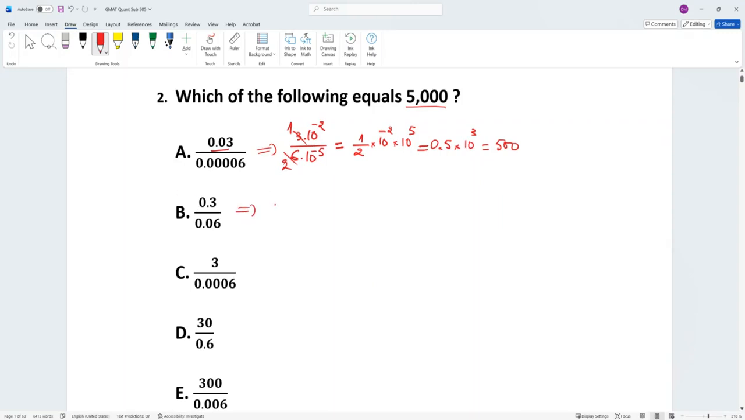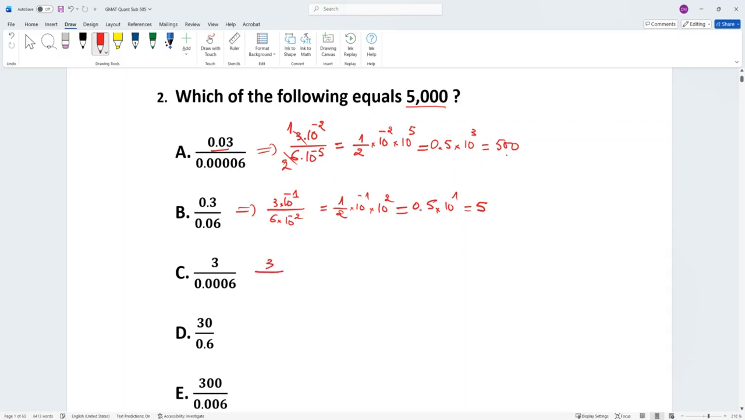Here we are going to do the same thing. So this is going to be 3 times 10 to the power minus 1 and 6 times 10 to the power minus 2, which is going to give us 1 over 2 times 10 to the power minus 1 times 10 to the power 2, which is equal to 0.5 times 10 to the power 1. So this will give us 5. So this one is not equal to 5,000. This is not equal to 5,000 as well.